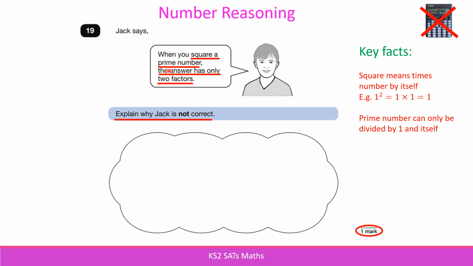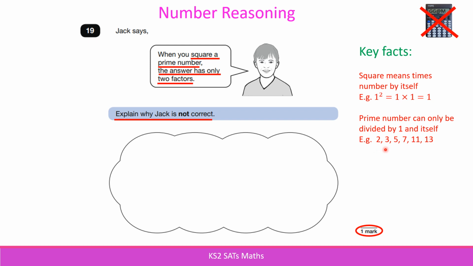The next bit is we're squaring a prime number. So a prime number is a number that can only be divided by 1 and itself, and you'll be expected to know what the prime numbers are. Your first prime number is the number 2, and this is the only even prime number. All the rest of the prime numbers are odd. 1 is not prime because 1 and itself are the same number, so 2 is the smallest prime number.